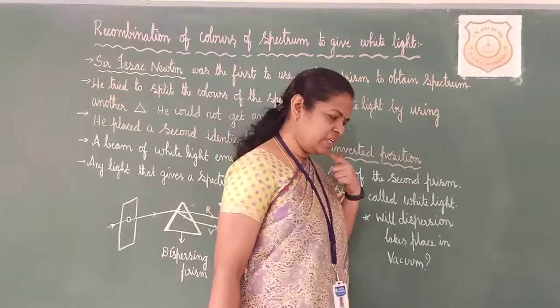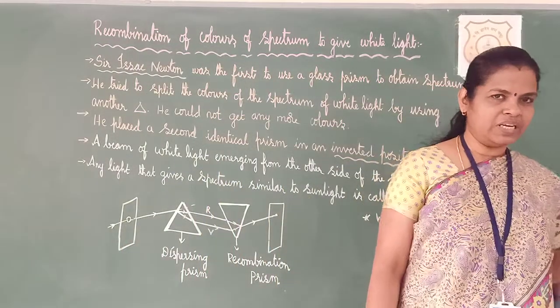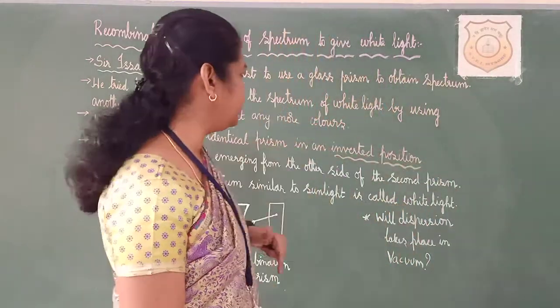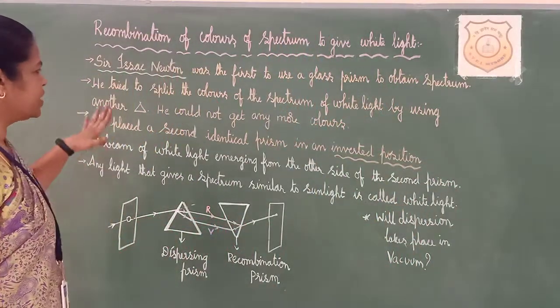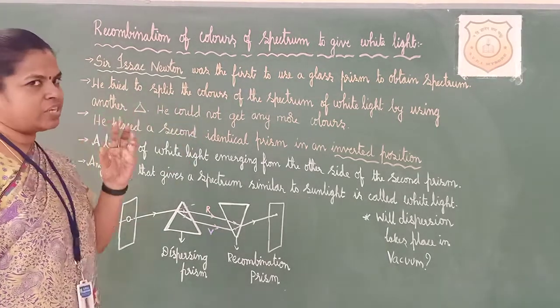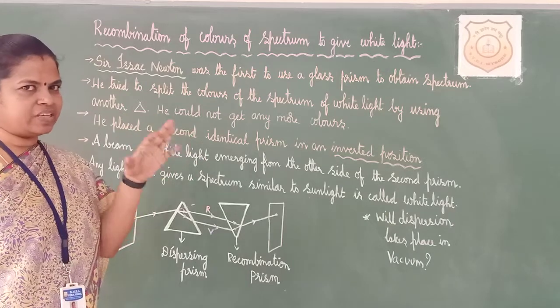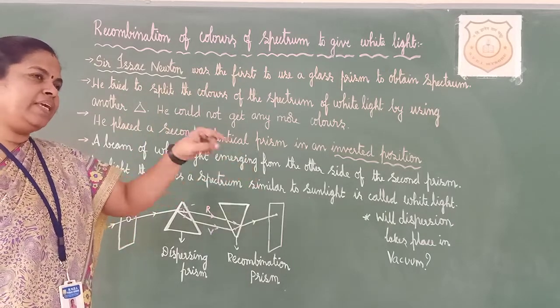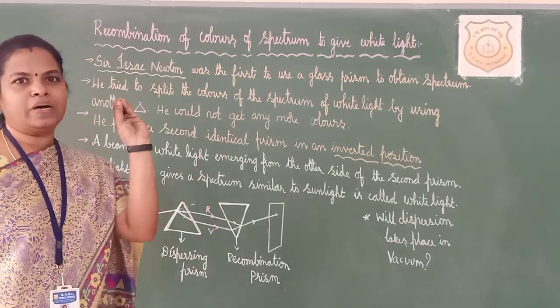Why only 7 colors are there? Why can't I get a few more colors? This is what an experiment means, no? They will be trying to get some other result also. So he tried to split the colors of the spectrum of white light by using, first he used one prism, he was able to get 7 colors. With the help of one more prism, he allowed only one color to pass through.